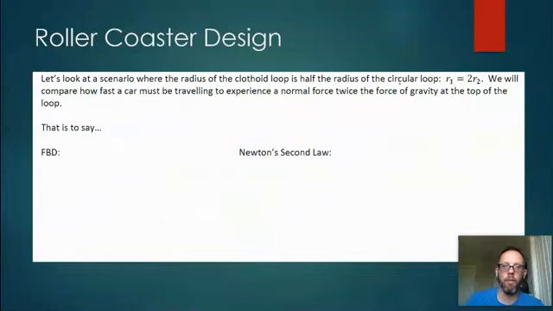A little problem. We're going to look at a scenario where the radius of the clothoid loop, at the top, is half the radius of a circular loop. So we'll call R1 the big circular loop, R2 the radius of the clothoid loop. The first radius is twice the second radius. We're going to compare how fast a roller coaster car must be traveling to experience a normal force twice the force of gravity at the top of the loop.